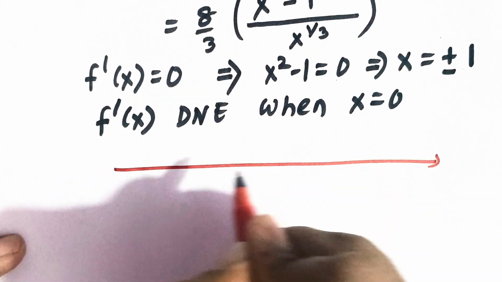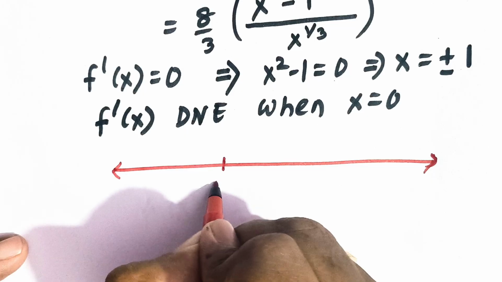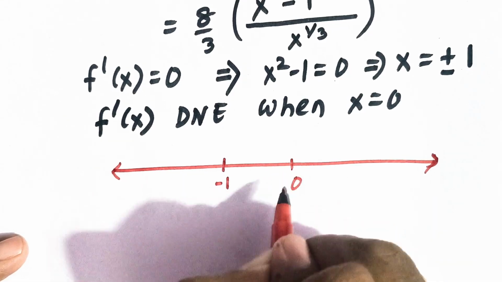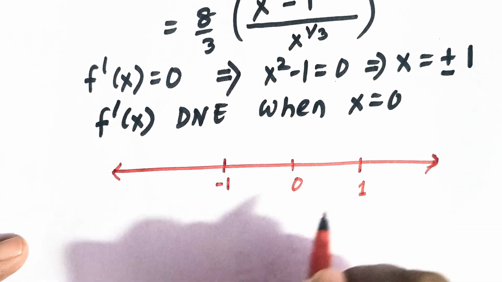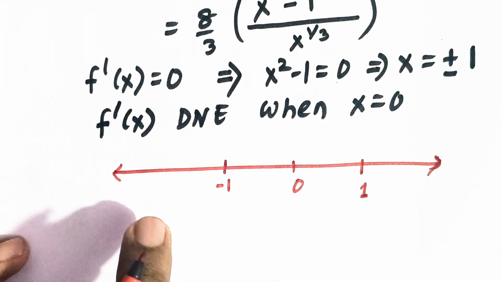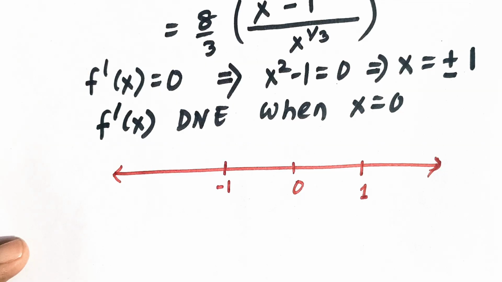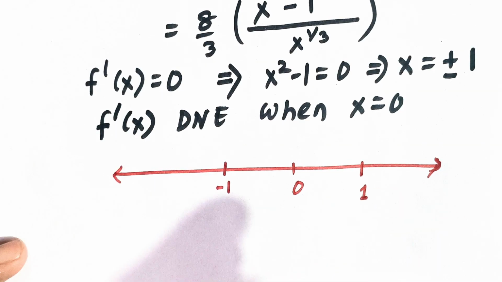So we have to make the proper order. We have first minus 1 from the left, then 0, then 1. And these 3 points divide our real number line into 4 parts. And from each part we will pick one single point and check the sign of f dash.